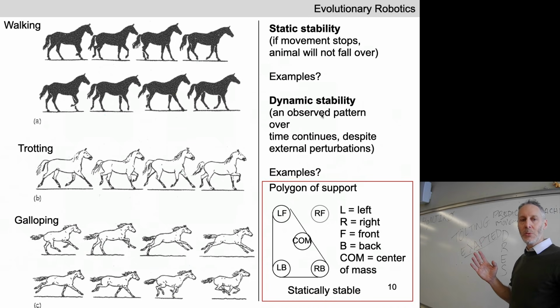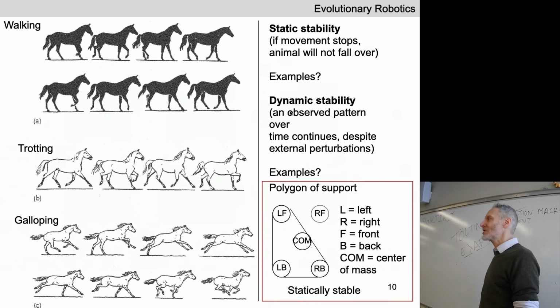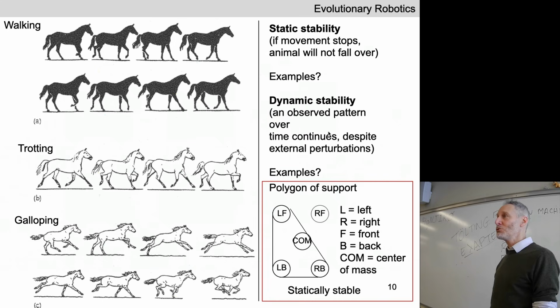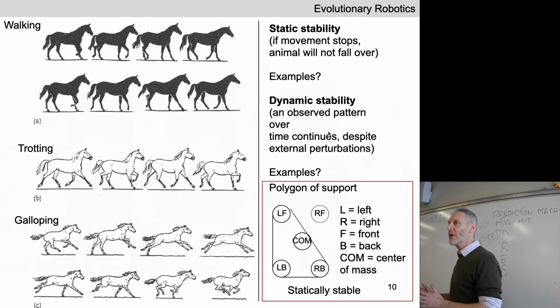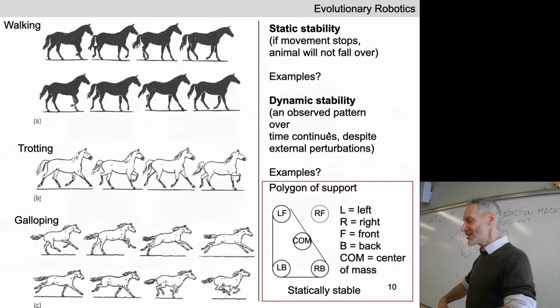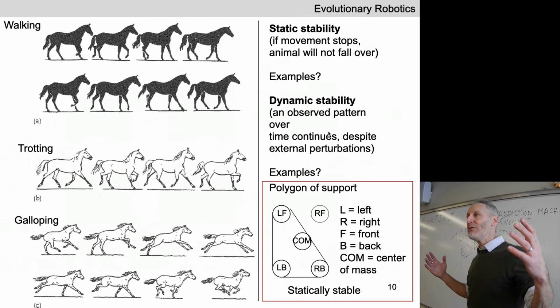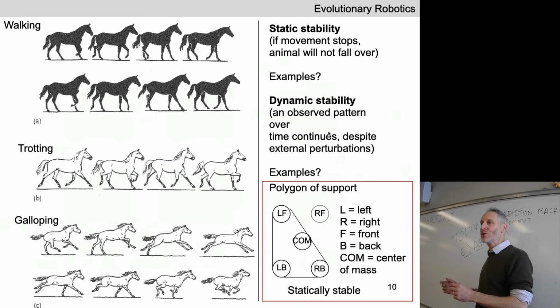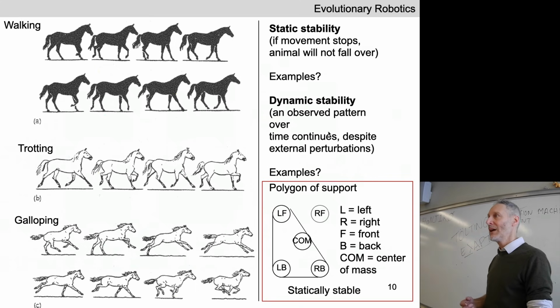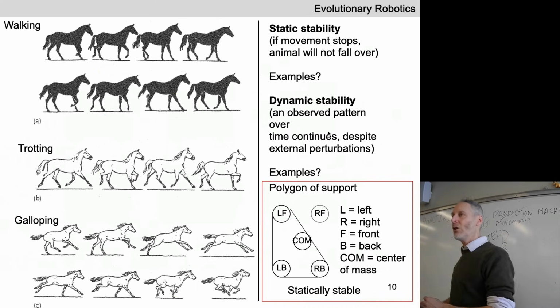Dynamic stability is a little more tricky. This is an observed pattern over time that continues, walking or running, and if we are perturbed from outside, you get hit by something or there's a sudden big gust of wind, if it knocks you over, you're not dynamically stable. There are certain ways of moving where you're throwing your weight inside where you're moving so that even if you get hit, you're unlikely to be pushed outside of that oscillatory pattern. There's other ways of moving that if you get hit, you're likely to be knocked over.